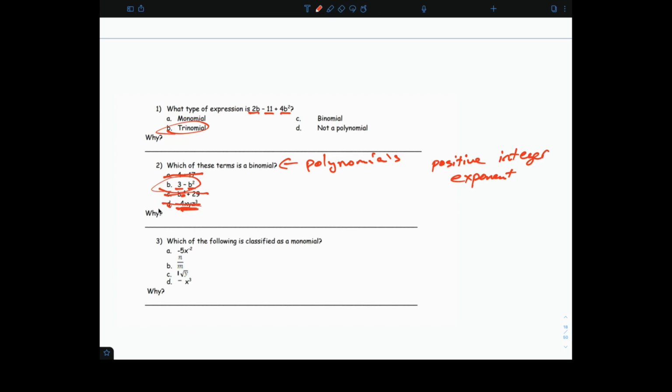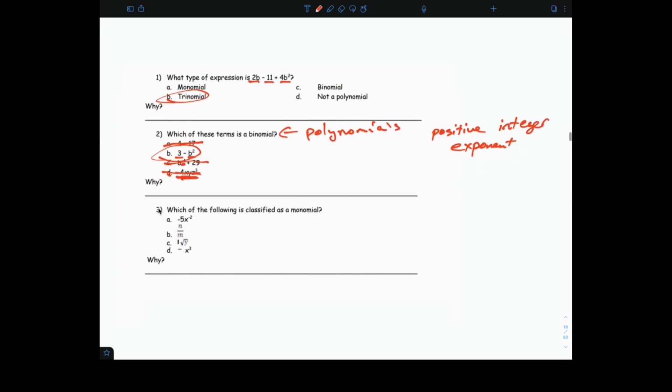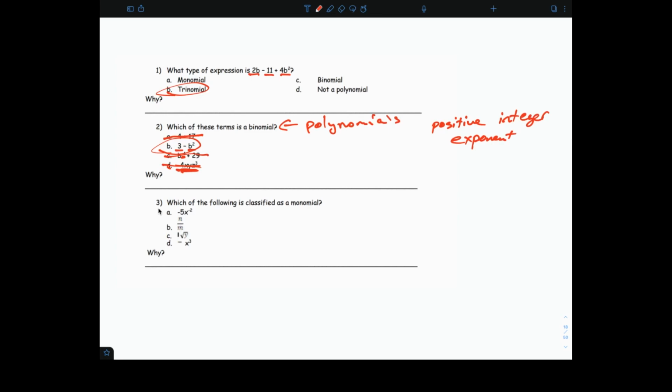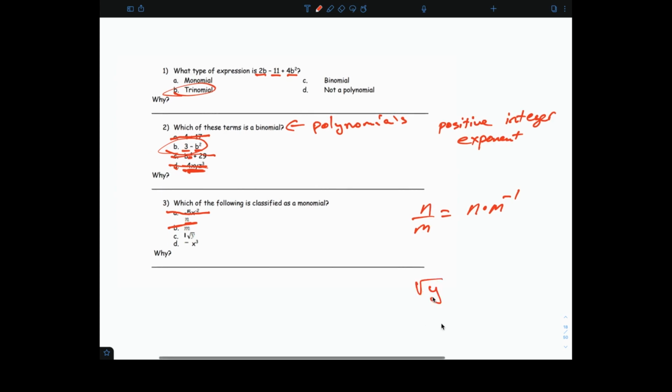Last one, number 3, which of the following is classified as a monomial? Hopefully you're looking at the first one, saying that's no go because it's negative. N over M is not going to work. N over M is the same thing as N times M to the negative 1, and I just told you that exponents can't be negative. Square root of y, this is important to know, square root of something is the same thing as raising it to the 1/2 power, so that can't work. So the only thing that's going to work is negative x cubed.